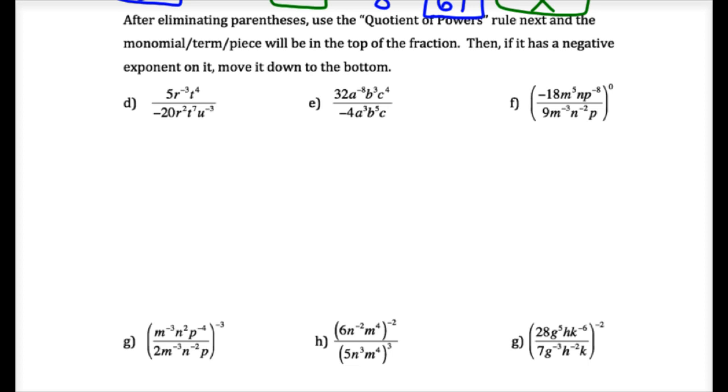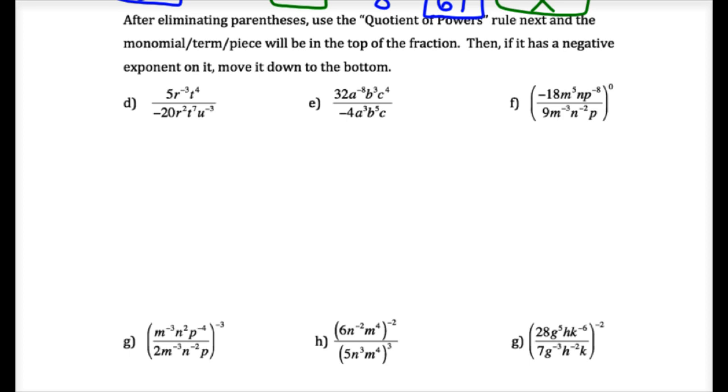Again, eliminating parentheses is the first thing you want to do. Use the quotient of powers rule next. Deal with your monomials, or your terms or pieces that will be in the top of the fraction, or in the bottom as well. Then if it has a negative exponent on it, move it down to the bottom. Those are basically numbers if it has numbers on it.